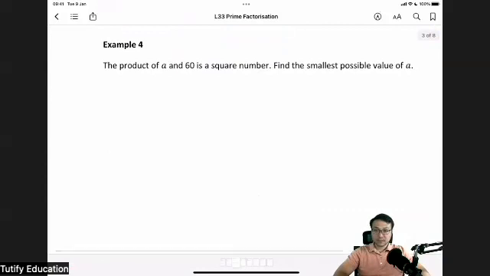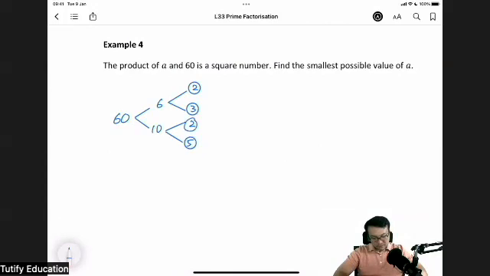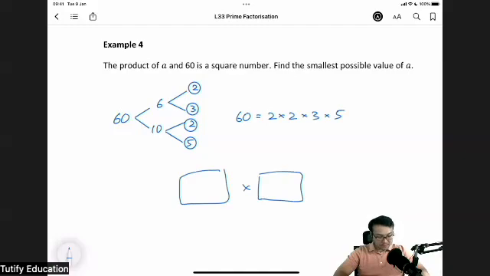Practice example number 4. Now you're talking about square numbers. I hope you remember what I told you. So the product of A and 60 is a square number. Find the smallest possible value of A. So again, let's try to split number 60. And we find out that 60 equals 2 times 2 times 3 times 5. And in order to have square numbers, what must we do? We must take two numbers which are exactly the same and multiply them together.